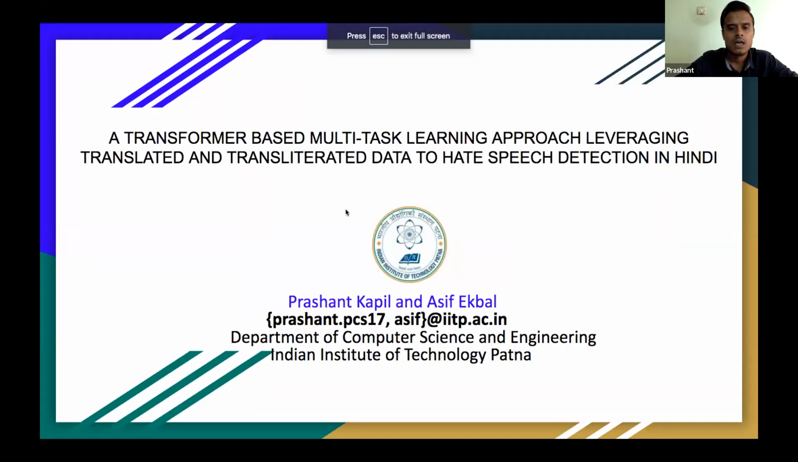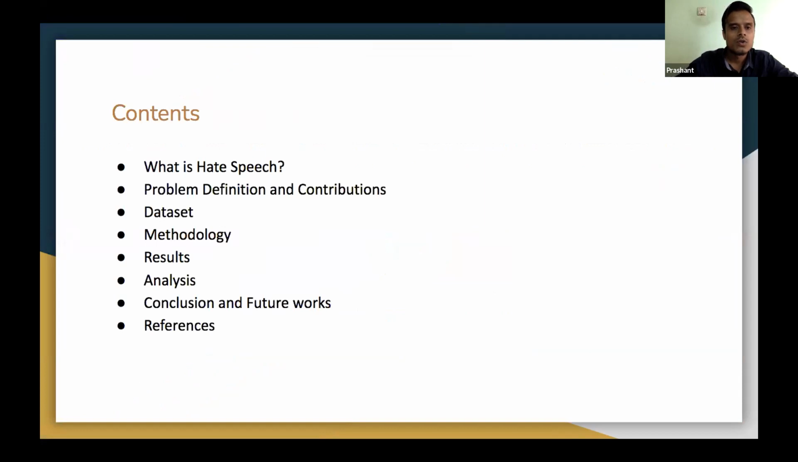I am Prashant Kapil and I am pursuing a PhD in the Department of Computer Science and Engineering from Indian Institute of Technology, Patna. The topic of my presentation is a transformer-based multitask learning approach, leveraging translated and transliterated data for hate speech detection in Hindi. So the contents of this presentation are as follows.